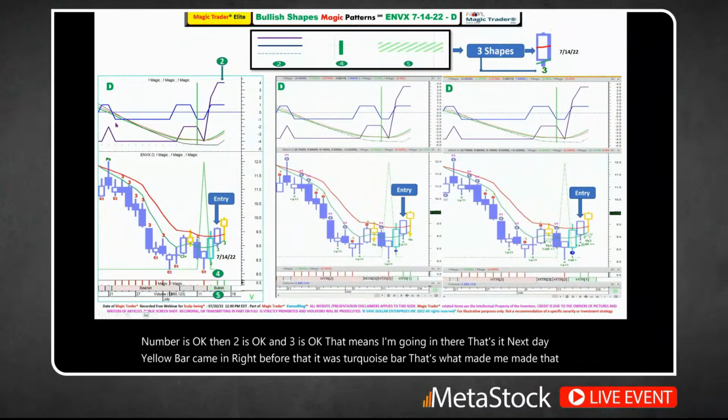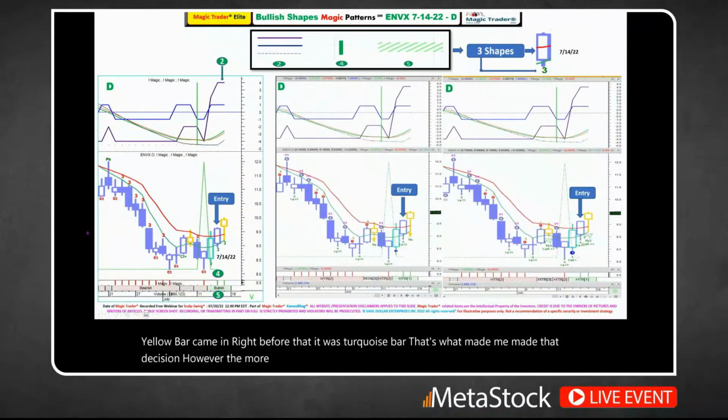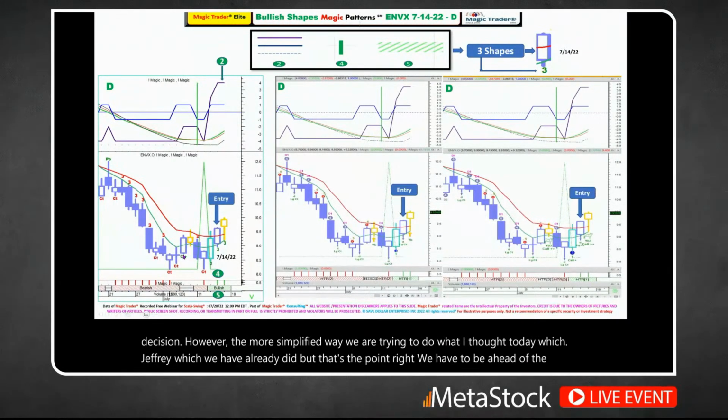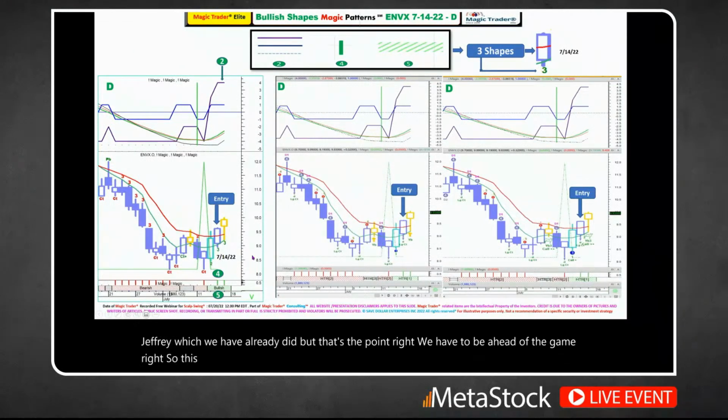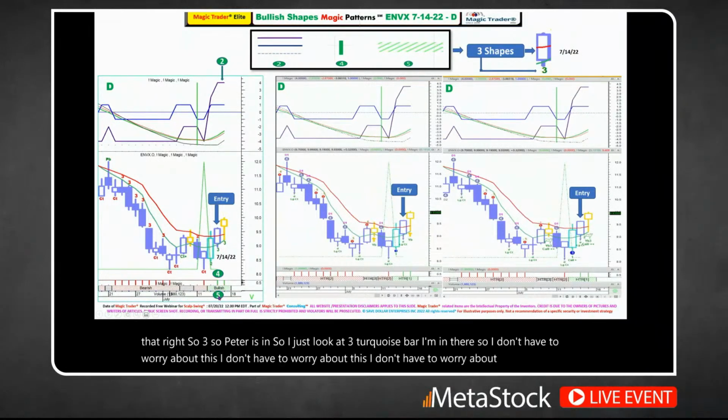However, the more simplified way is what I taught today, which we have already done, but that's the point, right? We have to be ahead of the game, right? So this way, it is done for you. So I could take that one out and put number three. What is wrong with that, right? So number three, so Peter is in. So I just look at number three, turquoise bar, I'm in there. So I don't have to worry about this. I don't have to worry about this. I don't have to worry about this. I don't have to worry about that.